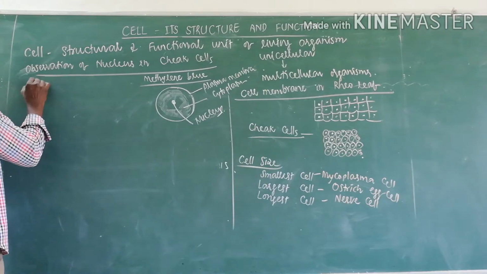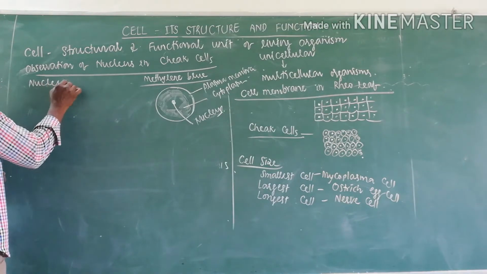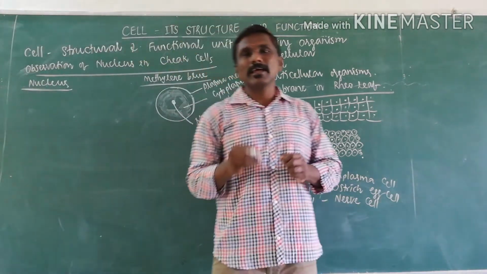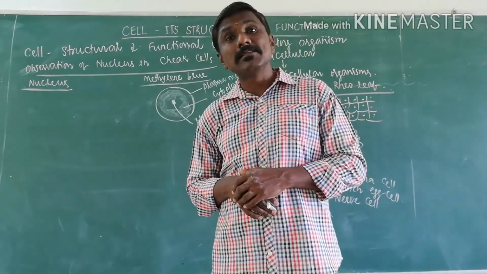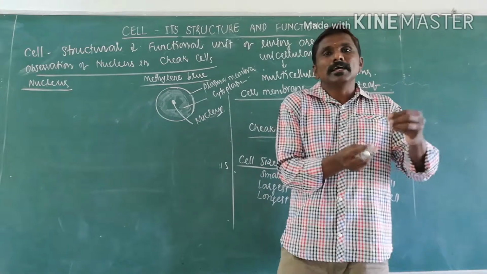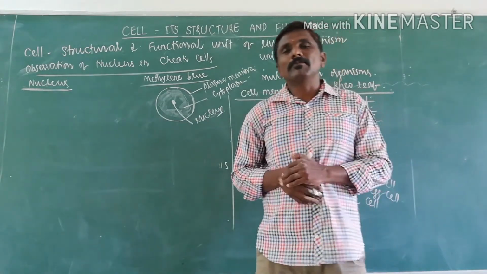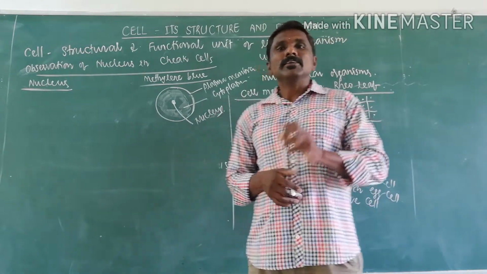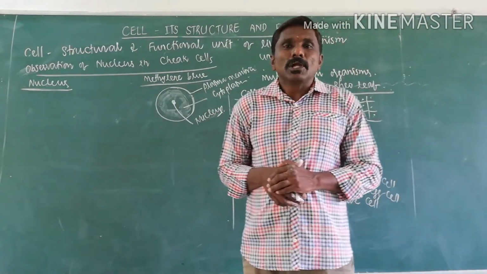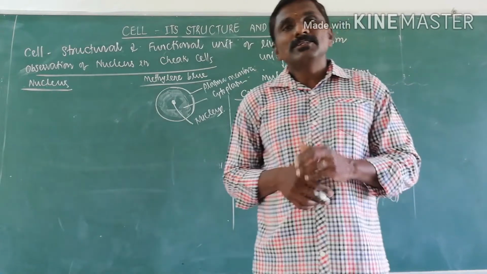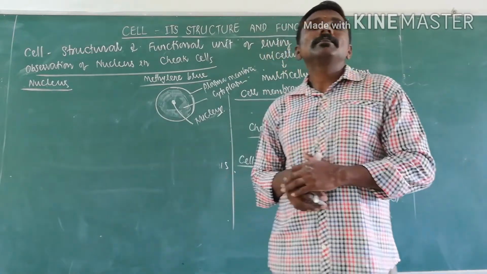Okay, we will discuss a few points about the nucleus. The nucleus is the control point of the cell. It is present exactly at the center in the animal cell, whereas in the plant cell, it is somewhat sideways from the center. And this is the largest organelle of the cell.